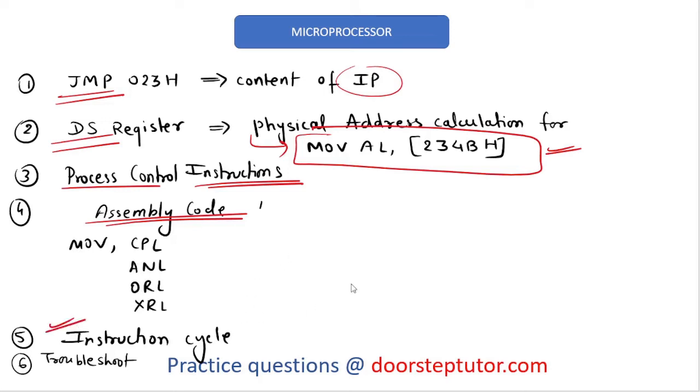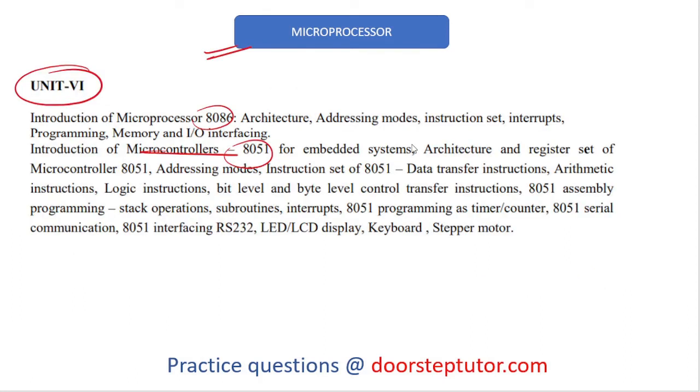We know the instruction cycle can be: instruction fetch, then decode the instruction, then opcode fetch, then execute. Based on that, we had a question in the paper. There was also a question based on troubleshooting of a microcomputer. If you look at the syllabus, the questions were asked from the instructions of 8086, so the questions were from the instruction set.